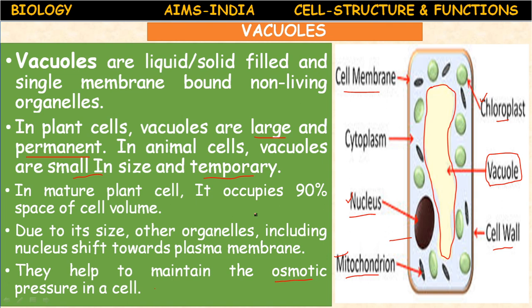For example, in human beings also, excess water is eliminated in the form of sweat and urine. Particularly, kidneys play an important role. They are our osmoregulatory organs. So in a plant cell, the vacuole is large in size. In a mature plant cell, it occupies 90% of the volume of the cell. Even it pushes the nucleus towards the plasma membrane. The main function of the vacuole is to maintain osmotic balance and store the excess materials present in the cell.